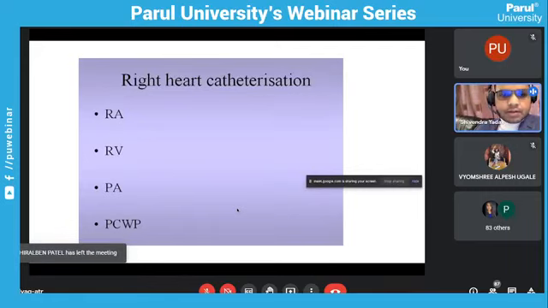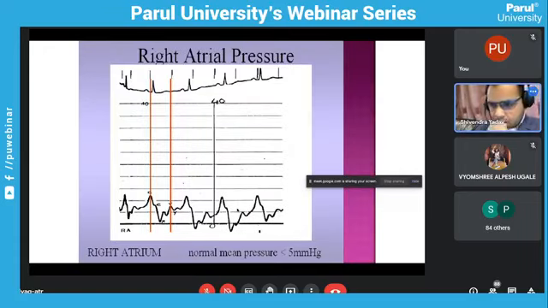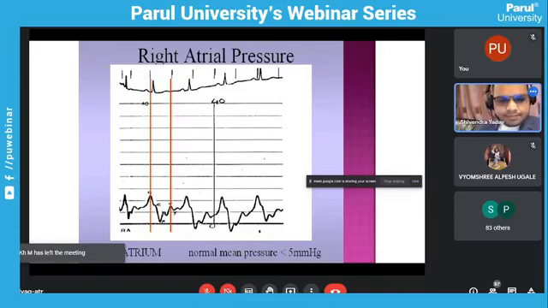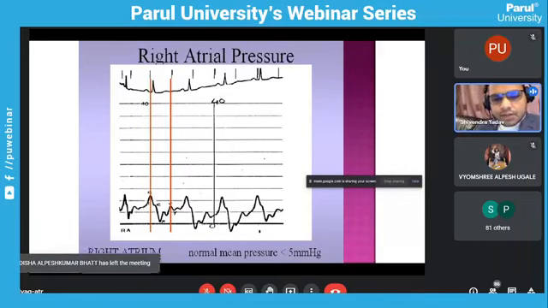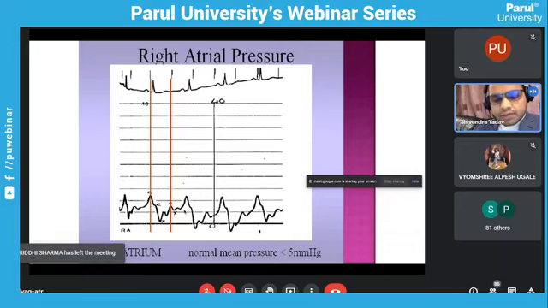Then we'll come to right heart catheterization. We have pressure from the right atrium, right ventricle, pulmonary artery, and pulmonary capillary wedge pressure. Let's see how they look. Now, if you see this waveform, this is the RA pressure curve. You might get confused that there are so many waveforms and so many curves.